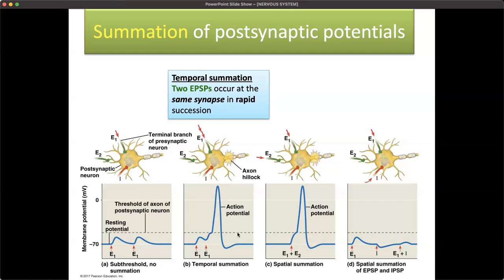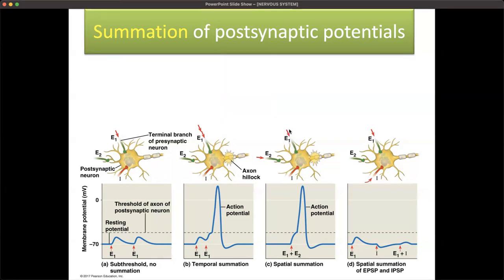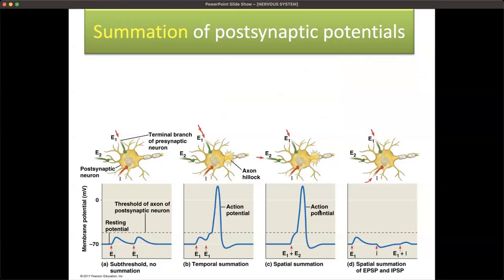Okay, and then we have the spatial summation, where the excitatory EPSPs are produced nearly simultaneously by different synapses. 2 different arrows over here. You see, one red over here, another red over here, happening at 2 different dendrites, at the same time, on the same postsynaptic neuron, adding together. You're able to create another action potential as well.